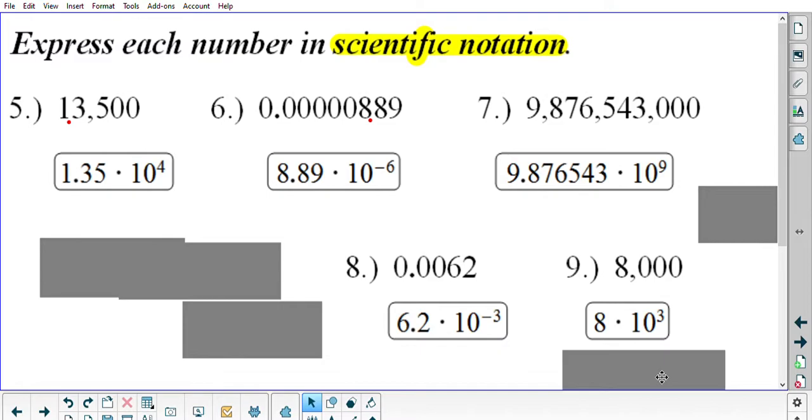Not negative 3rd. The original number was definitely bigger than 10. 8,000 is a big number, so this is going to be 10 to the positive 3rd power.